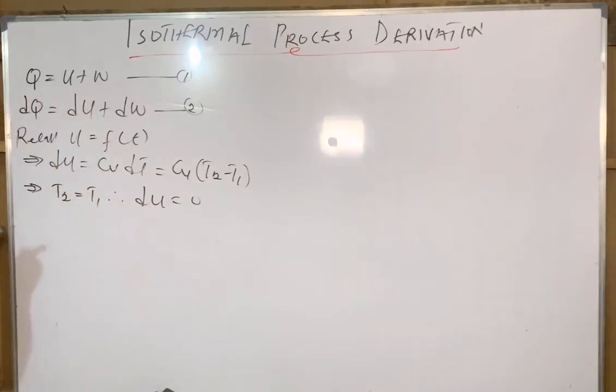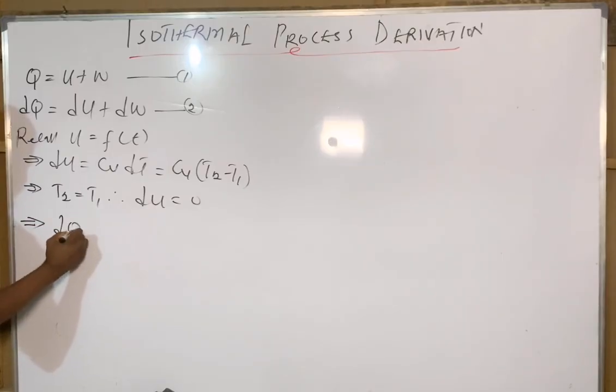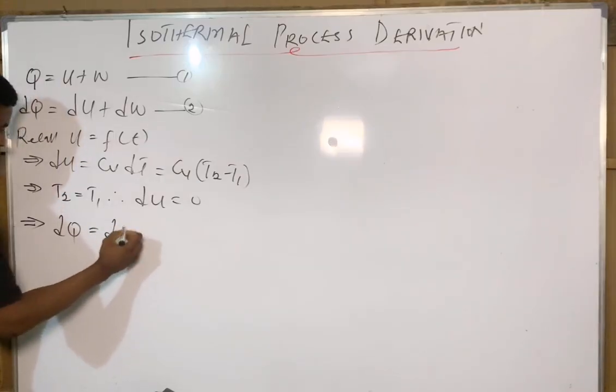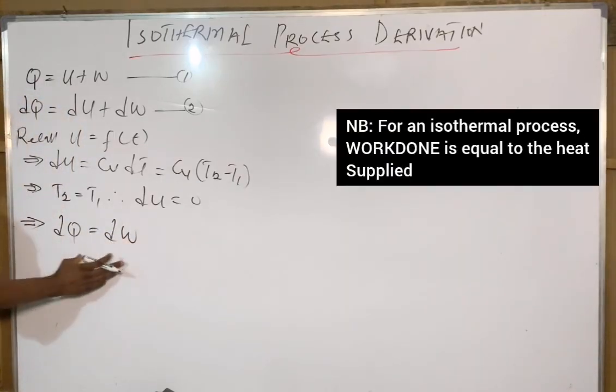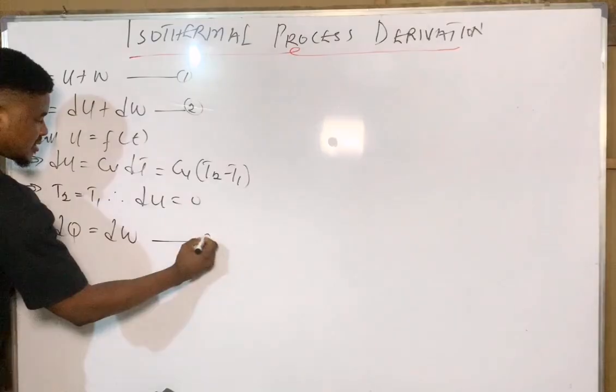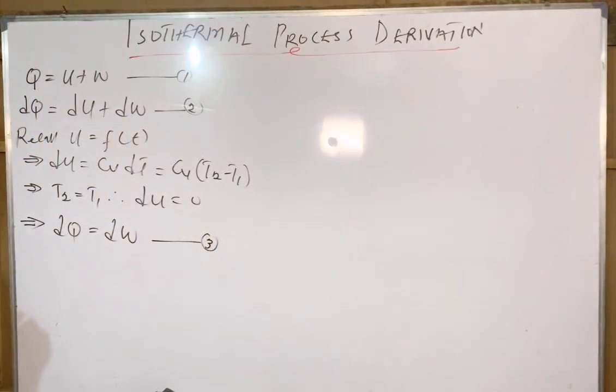So if that's the case, this simply implies that Q, being the heat supplied, is going to be equal to what? Just the W. So whatever we get for the work done is going to be the same thing as the heat. So let's call this equation 3, which is our basic equation.